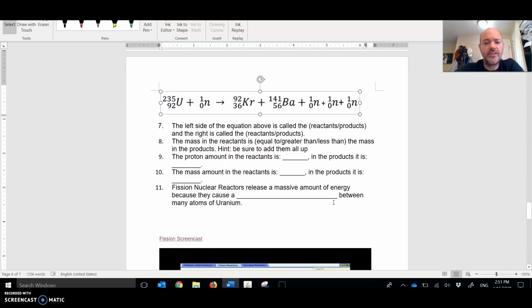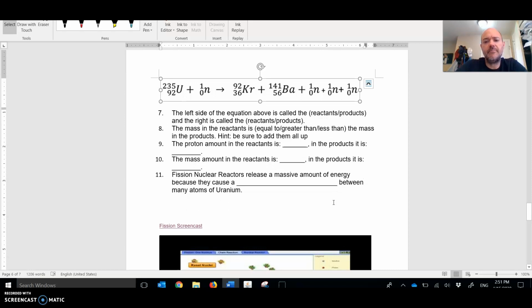And then why do fission nuclear reactors release a massive amount of energy? Because they cause a blank between many atoms of uranium. I'll give you a hint. That is a 2-word answer that you will find earlier on this worksheet.